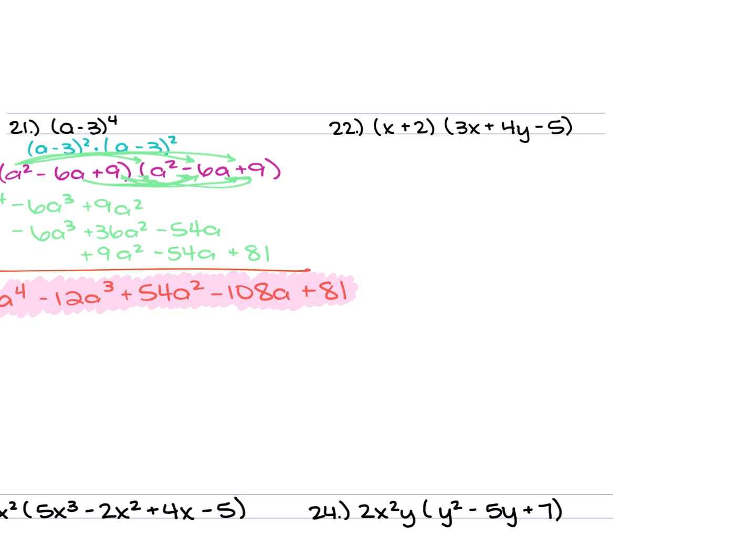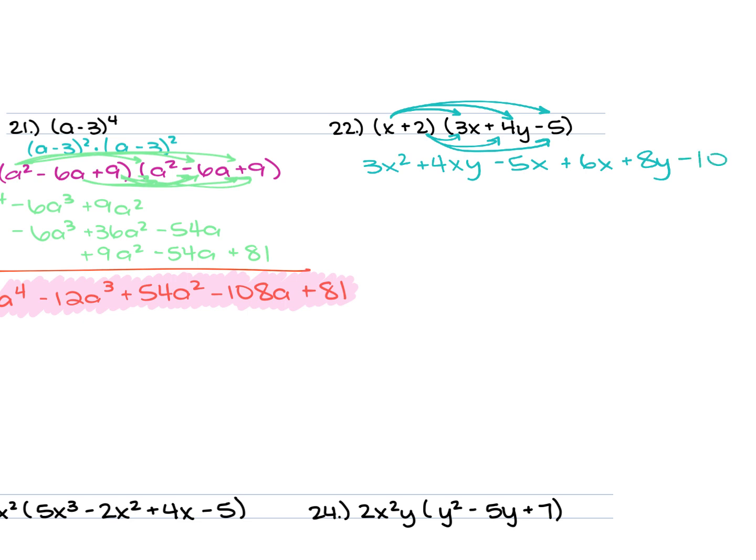So this one we're going to start by distributing that x. So x times 3x is 3x squared. The x times 4y is 4xy. And the x times negative 5 is negative 5x. Then distribute the 2. 2 times 3x is 6x. 2 times 4y is 8y. And 2 times negative 5 is negative 10.